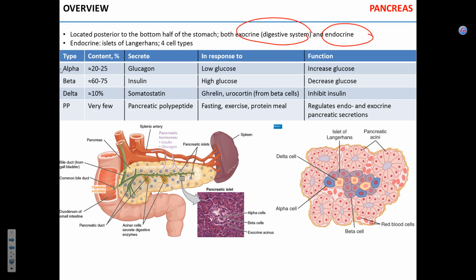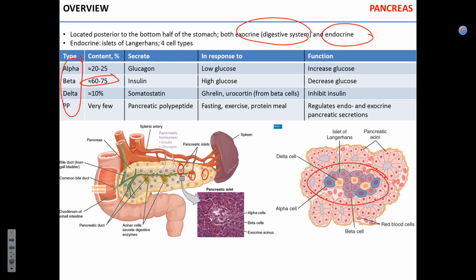Now, let's talk about the hormones. Hormones are produced by endocrine cells located in so-called Langerhans islets. Those flower-like shapes are essentially Langerhans islets. You with me? Those are the only endocrine structures in the pancreas. Langerhans islets consist of 4 major cell types: alpha, beta, delta, and PP cells.